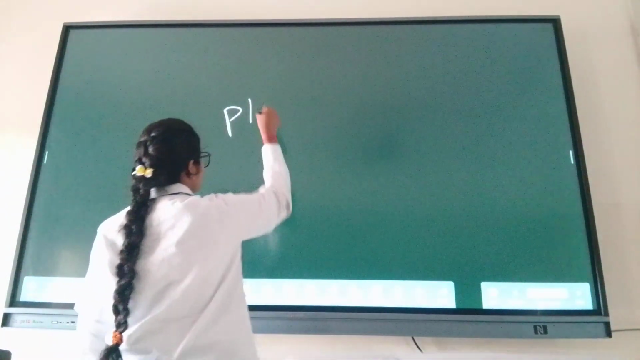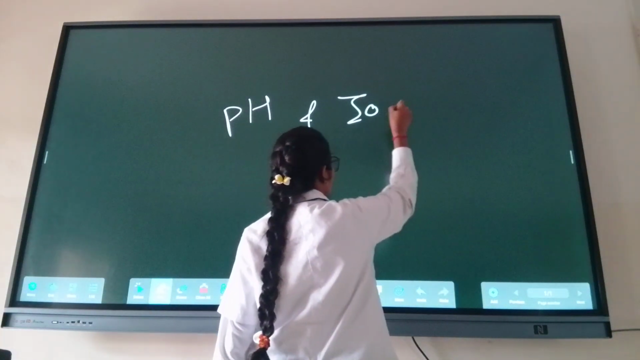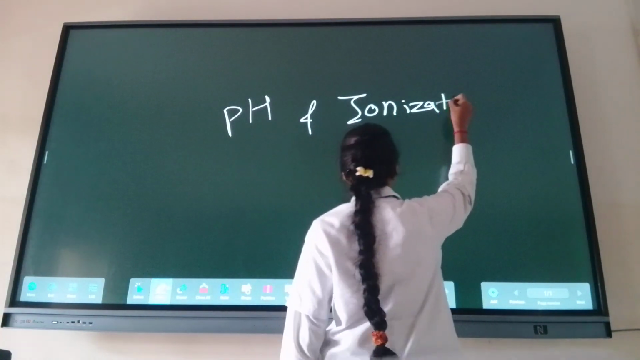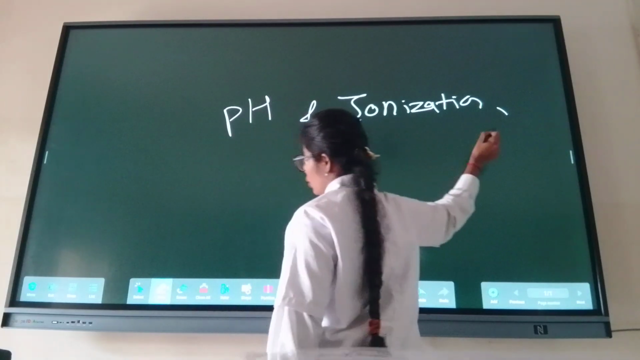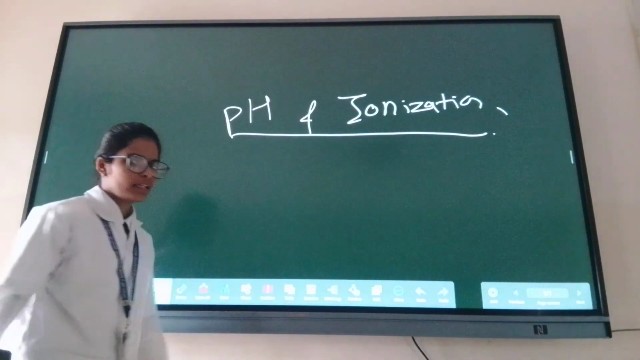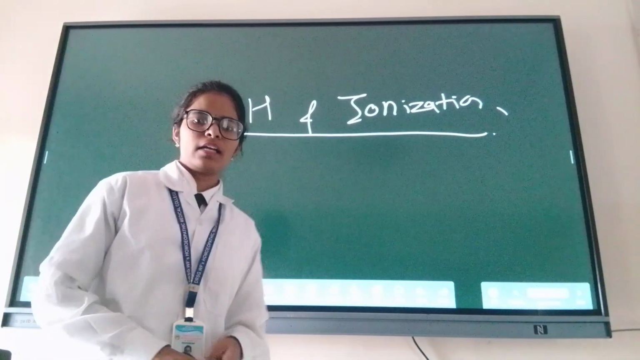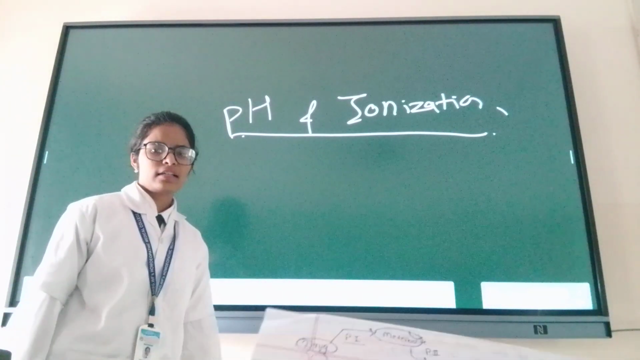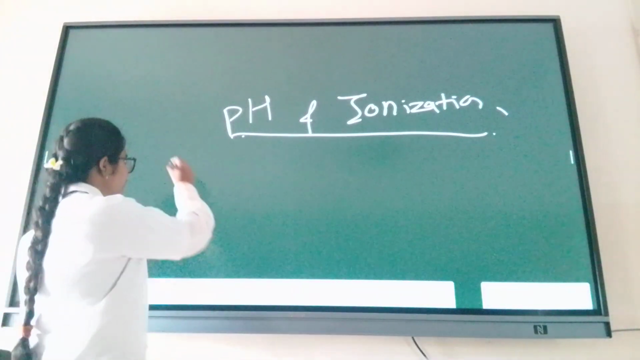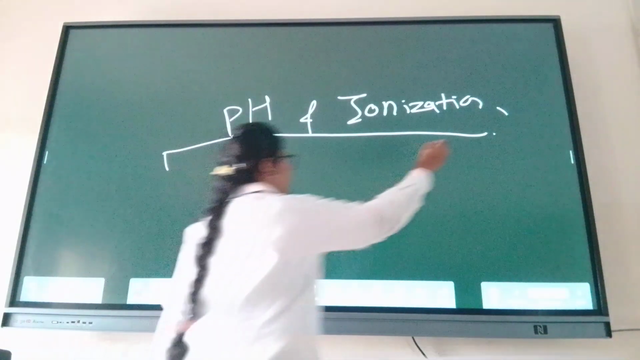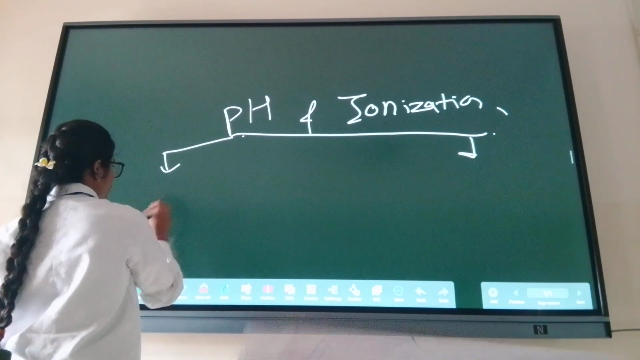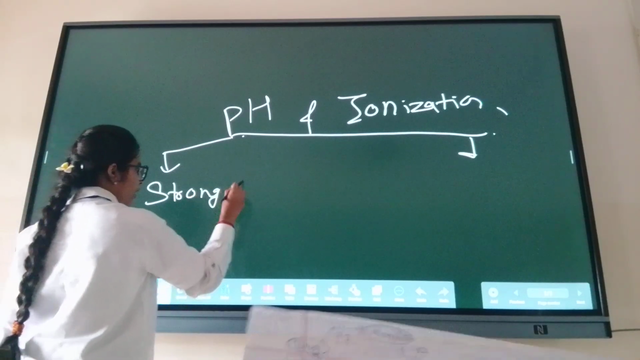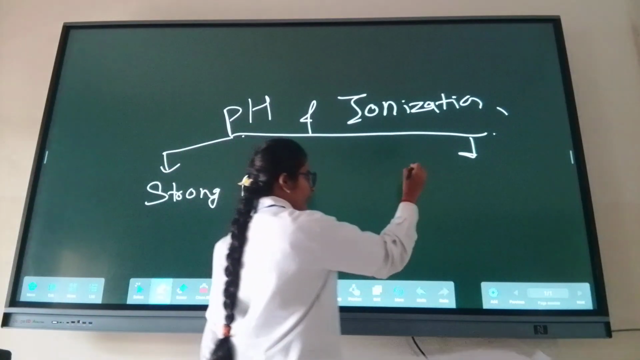Let's move ahead. Next is pH and ionization. Actually, it is factors of absorption that we are taking here. It's an important topic, pH and ionization. What is pH? Acidic or alkaline? Now let's classify the drugs first. We have strong electrolytes and we have weak electrolytes.